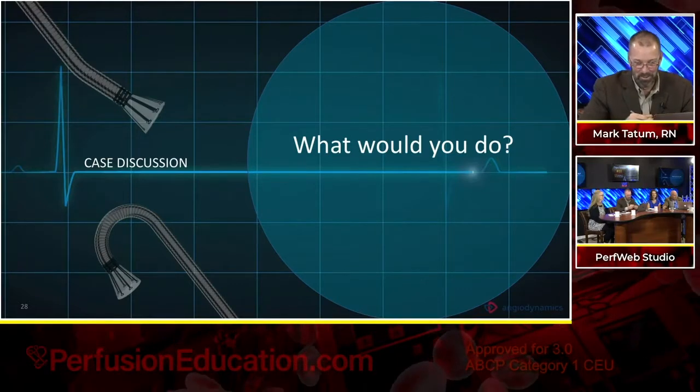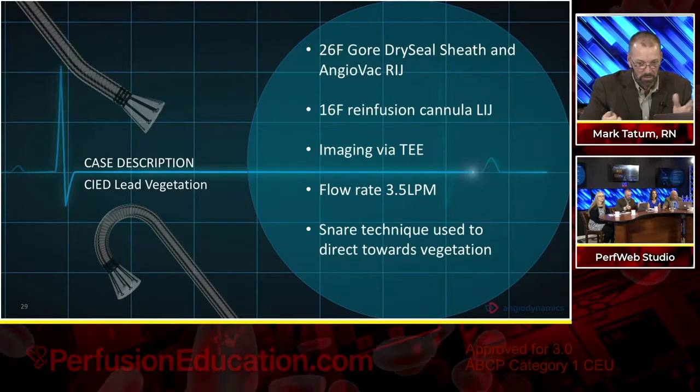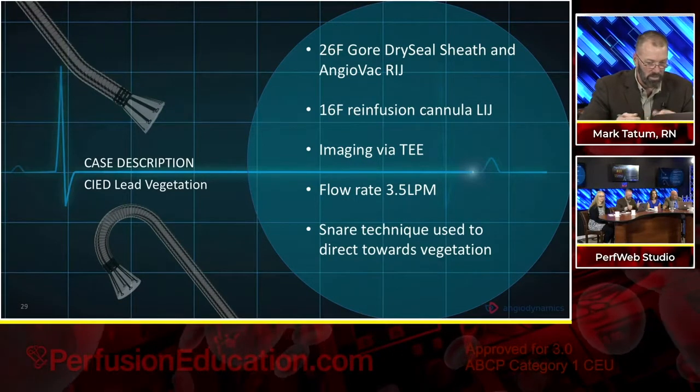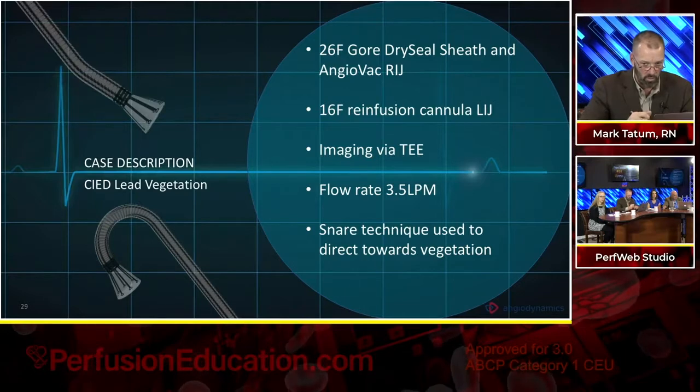All right, let's go to our next slide. So, we talked about the dry seal sheath. We talked about the reinfusion cannula. You can see a 16 was used this time. We talked about 18. We've even used them as high as 20.